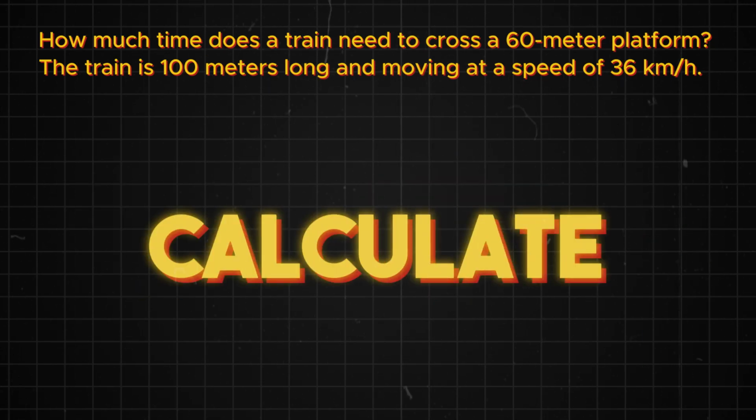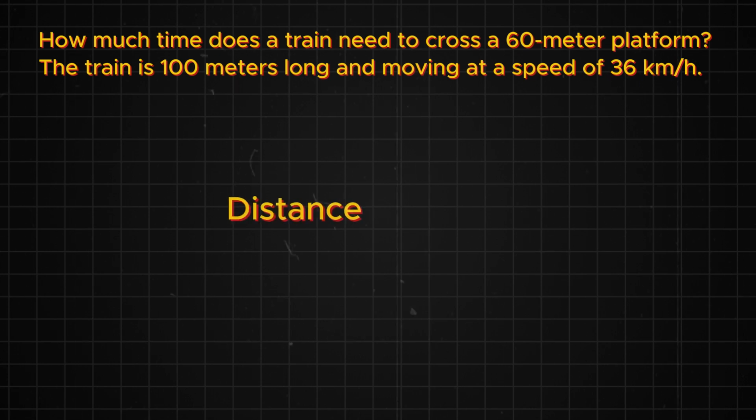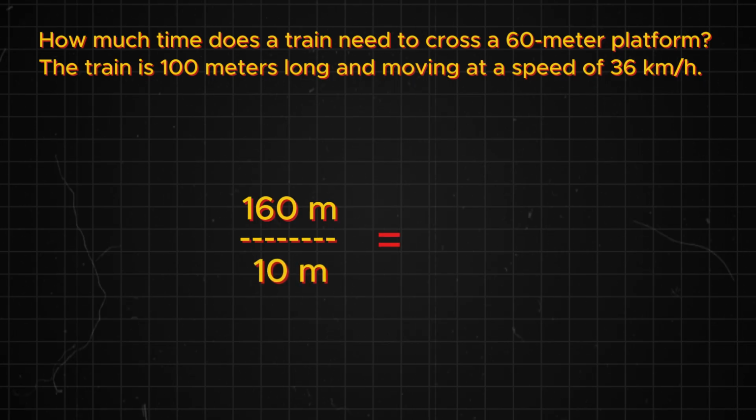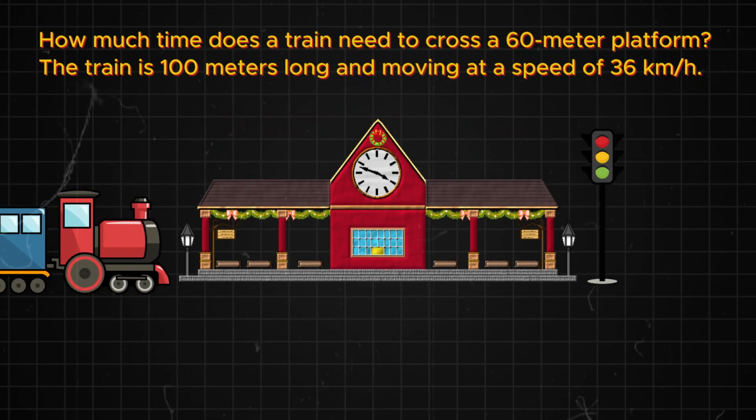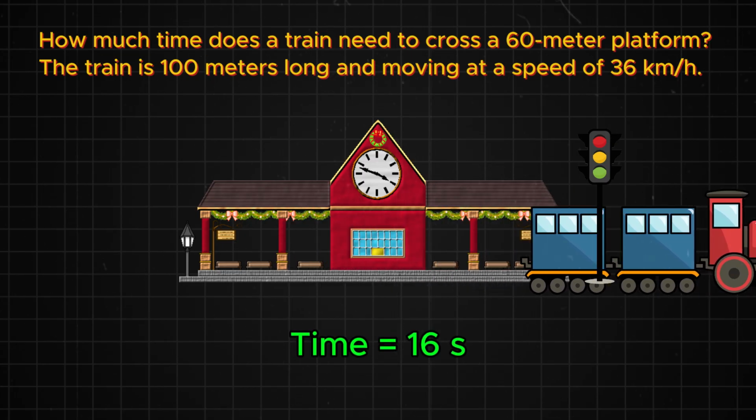Step 3. Calculate time. Finally, divide the total distance by the speed to get the time. That's 160 meters divided by 10 meters per second, which equals 16 seconds. So, the train will take 16 seconds to cross the platform.